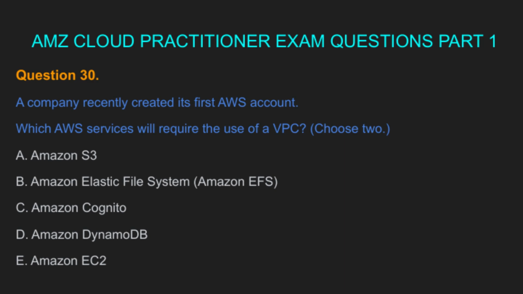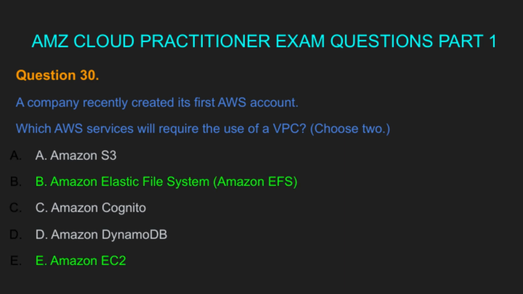Question 30. A company recently created its first AWS account. Which AWS services will require the use of a VPC? Choose 2. A. Amazon S3. B. Amazon Elastic File System, Amazon EFS. C. Amazon Cognito. D. Amazon DynamoDB. E. Amazon EC2. The answer is B and E.